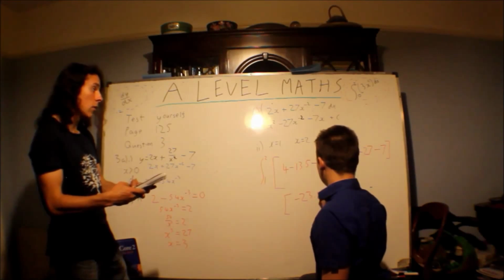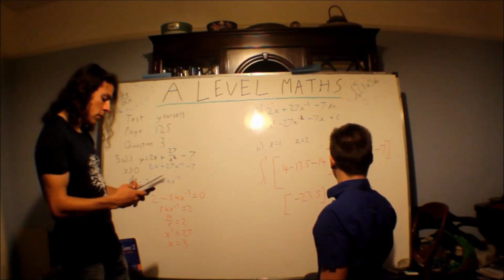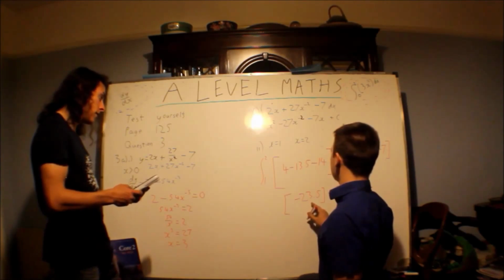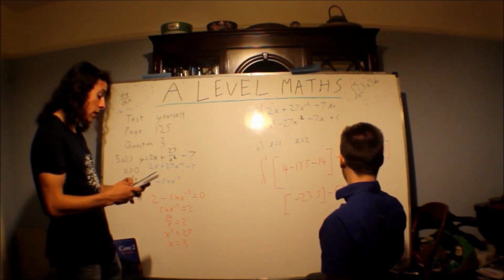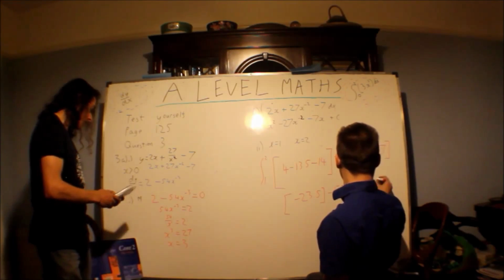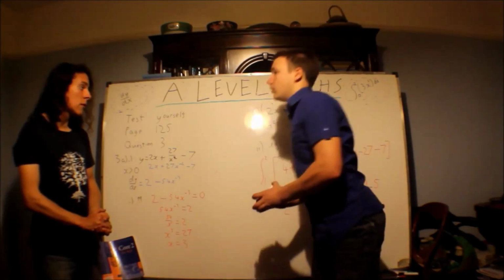The other half is minus 33. So that becomes minus 23.5 plus 33, which is 9.5. And that's the answer. That's all of our test set questions.